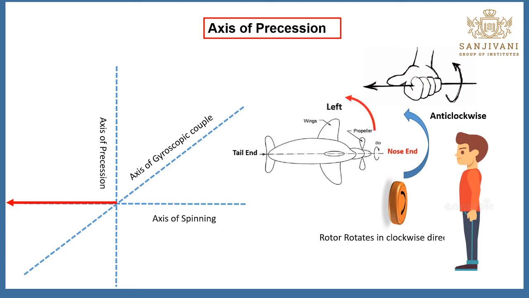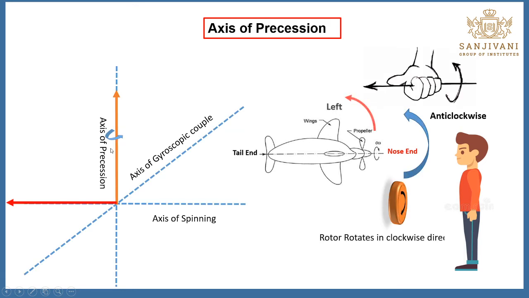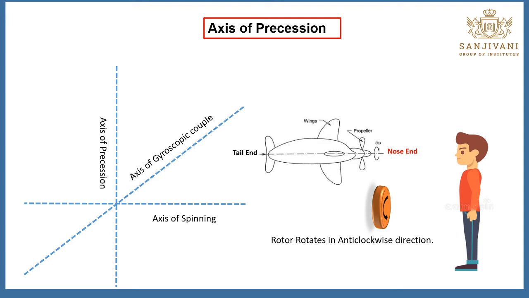That means this is the anti-clockwise direction. This is the axis of precession, because that aeroplane is taking the turn about the vertical axis. That's why this is the axis of precession. Now the next part we'll discuss later, but in this way you need to decide the axis of precession. In the second condition, that rotor rotates in the anti-clockwise direction, and that aeroplane is again taking the turn towards left.